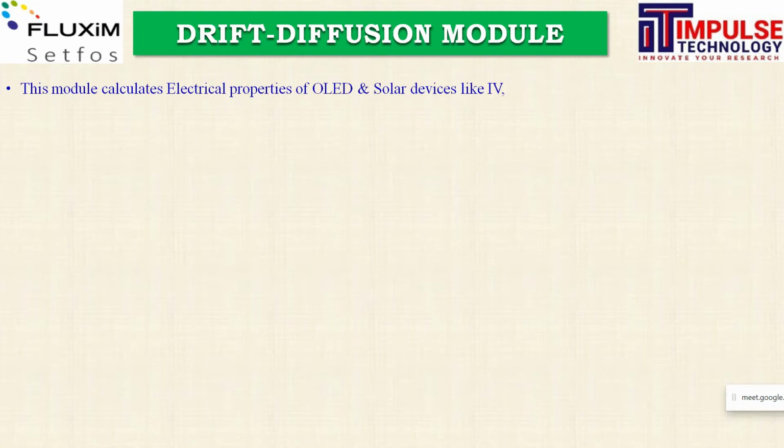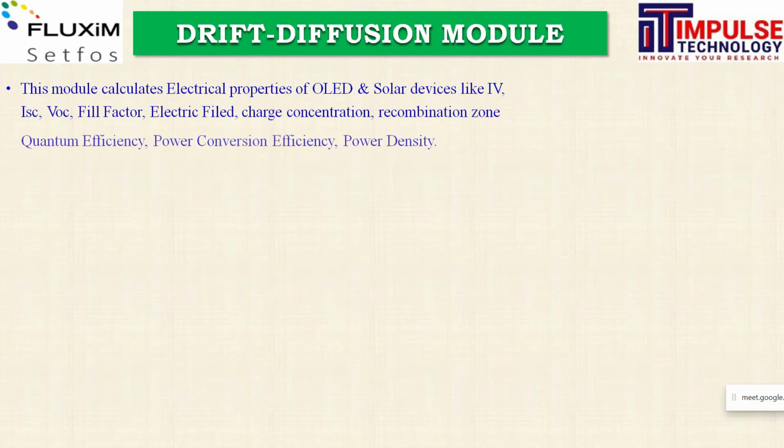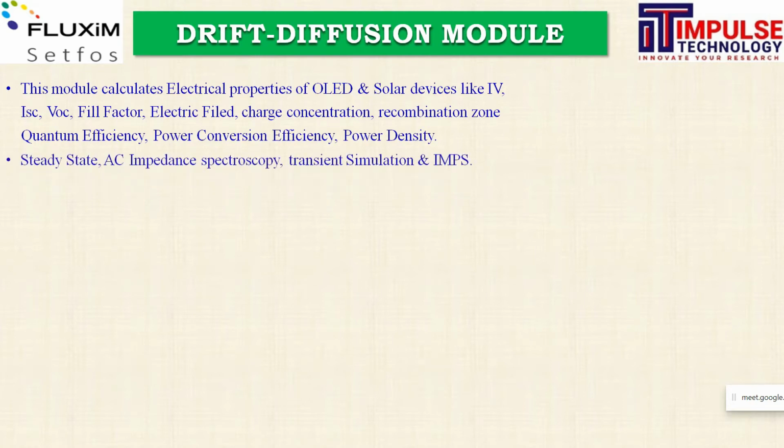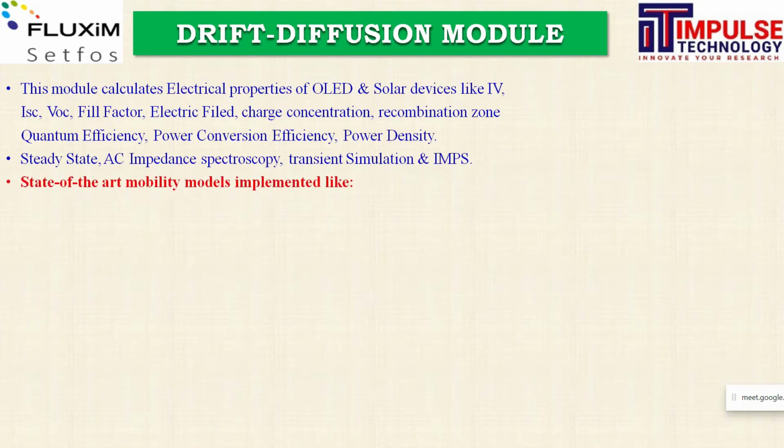First we will discuss the important module that is called drift diffusion. This module will basically calculate the electrical properties. Suppose you would like to calculate the ISC, VOC, fill factor, quantum efficiency, power conversion efficiency, power density, charge concentrations, recombinations, and including the steady states, DC, AC, transient simulations, intensity modulated photospectroscopy analysis, state-of-the-art mobility models are there.